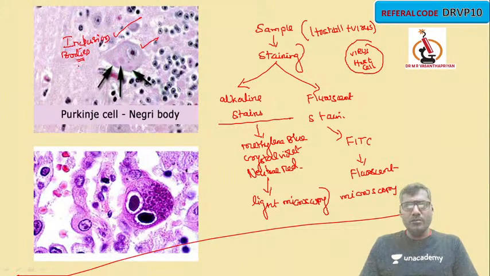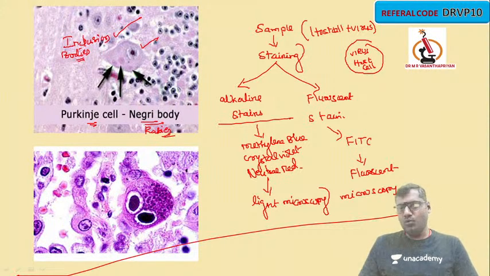Okay, these inclusion bodies are taken as a specific diagnosis for the viruses. For example, we are demonstrating the inclusions within the Purkinje cell. We call them Negri bodies. So Negri bodies are specific for the diagnosis of a rabies viral infection. So rabies virus is effectively demonstrated by Negri bodies. That point we know, right?